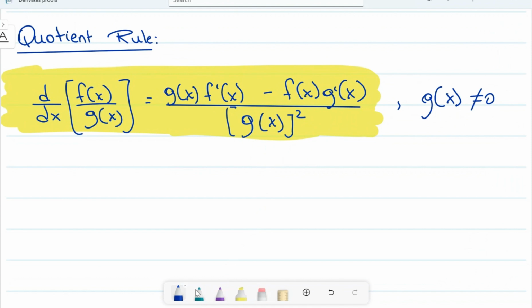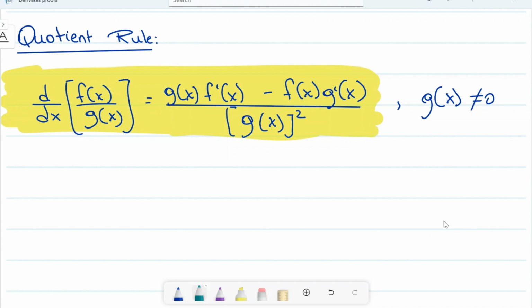So another way you can try to memorize this, for the numerator, one of the ways I use to memorize this is low d high minus high d low. Low means the denominator, the first term up here. D high means the derivative of the numerator. High is the numerator. Minus high, so the numerator, d low, so times the derivative of the denominator. All of this divided by the denominator squared. So this is the quotient rule.